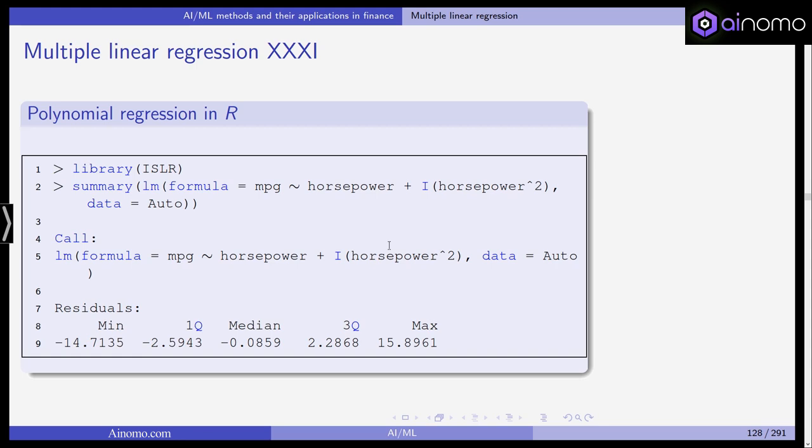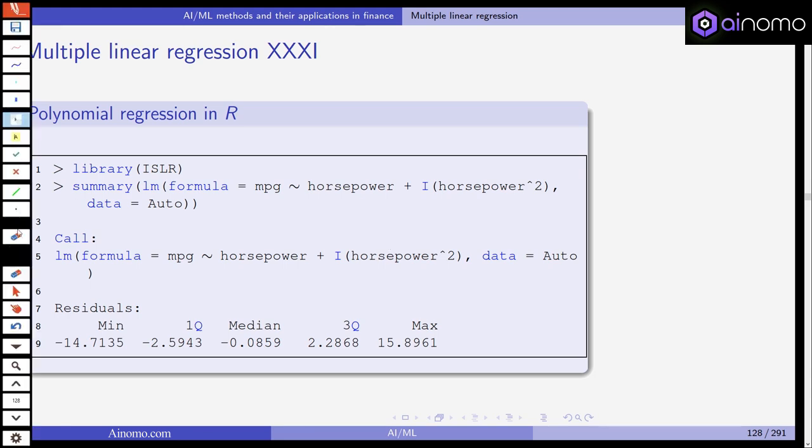First of all, load the library ISLR, and the linear model is quite simple. We use the car, the Auto data, so we are trying to explain miles per gallon, so how many miles you can get out of 1 gallon of gasoline, and we are explaining this with horsepower plus the squared value of horsepower, and see that, let me highlight this for you.